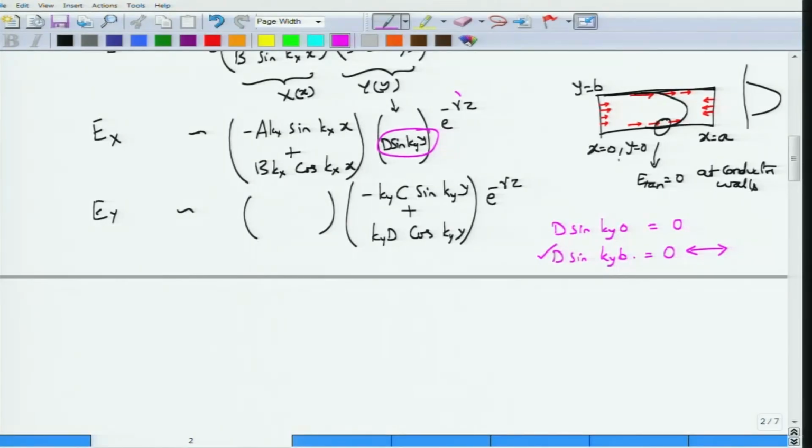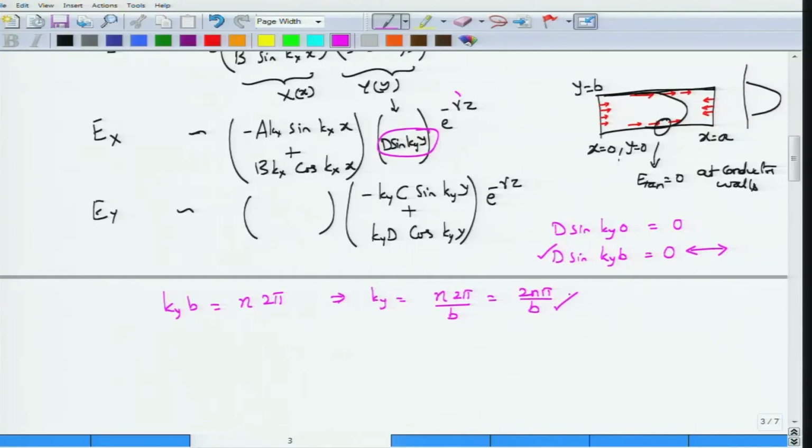So the solution for this equation is that ky into b must be some integral multiple of 2 pi. So this gives you what ky is. ky must be equal to n 2 pi by b, or sometimes written as 2n pi by b. So this is ky. We have figured out what ky is from the two boundary conditions. Let us try to figure out if it is possible to find what kx is.